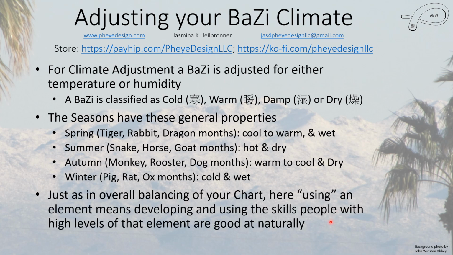Now, just as in the overall balancing of your chart, when they say use a certain element, they actually mean developing and using the skills of people that already have a high level of that element. They are naturally good at certain things. That element gives them these skills. You don't use the element as an element. If it says water, it doesn't mean you need to surround your house with a moat. It means something else.